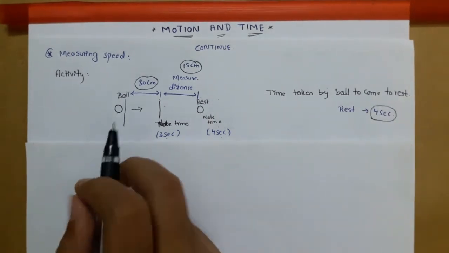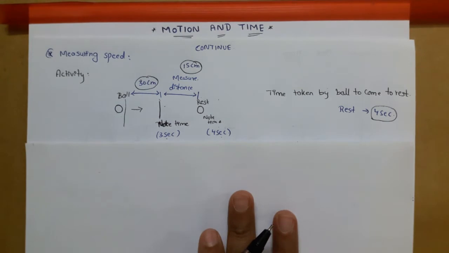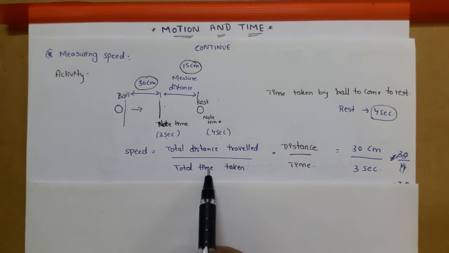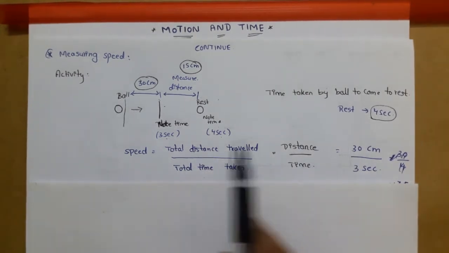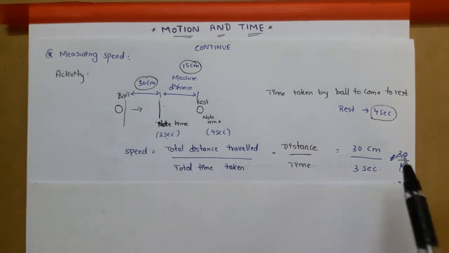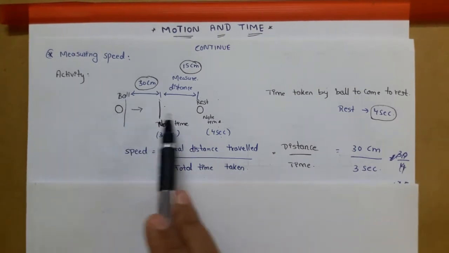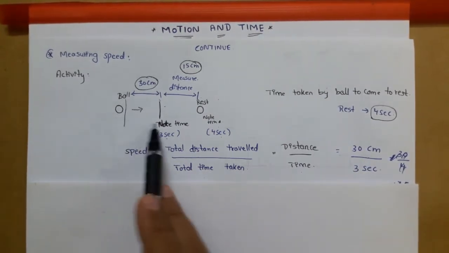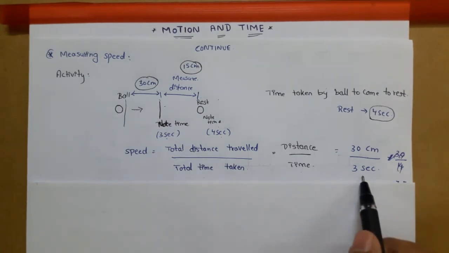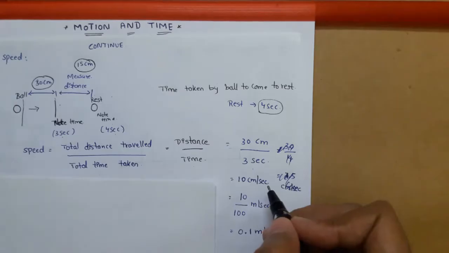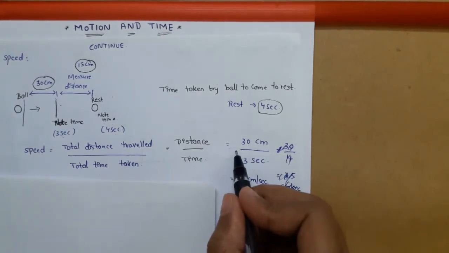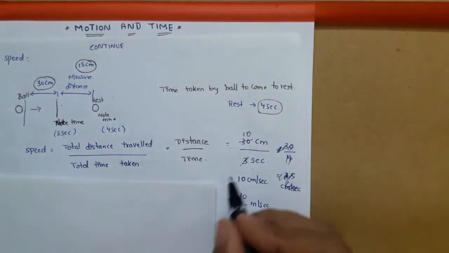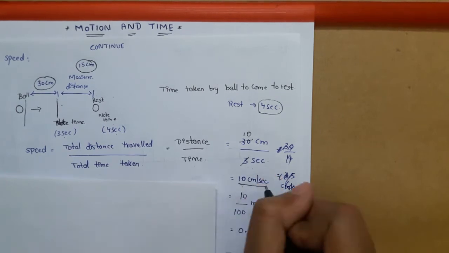So we know that the speed formula is given as total distance travelled upon total time taken. The distance covered by the ball from this line to this line is 30 centimeter, and the time taken by the ball to cross this line is 3 seconds. So now let's see what will be the speed. That is 30 centimeter upon 3 seconds, which equals 10, since 3 tens are 30. So we will get 10 centimeter per second.